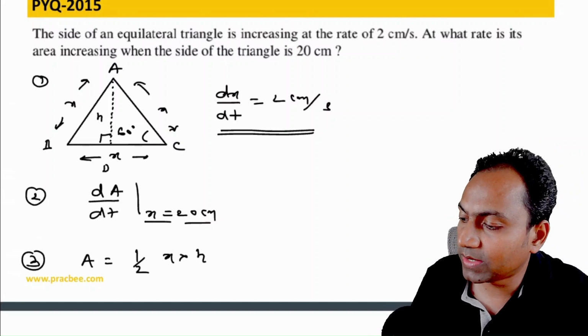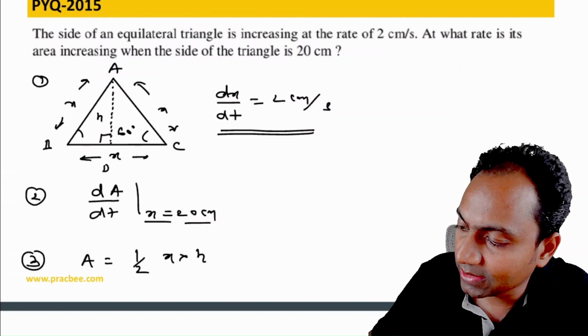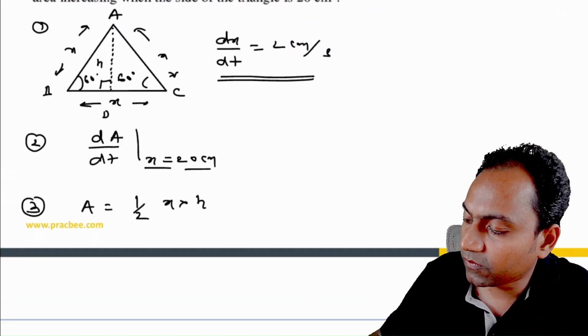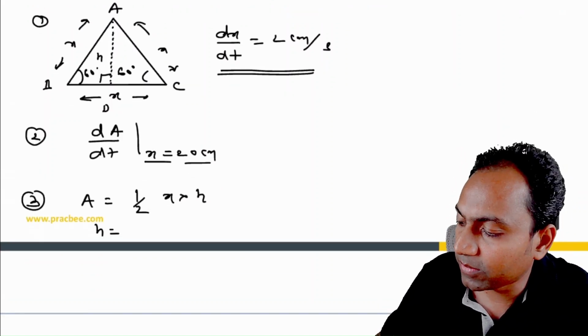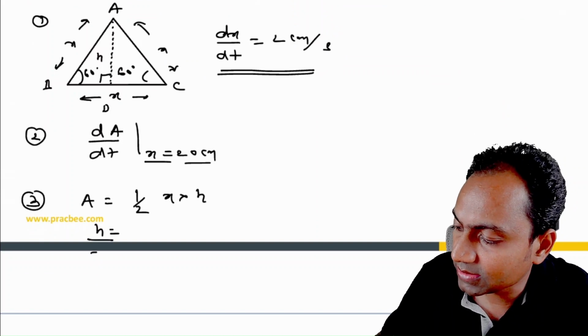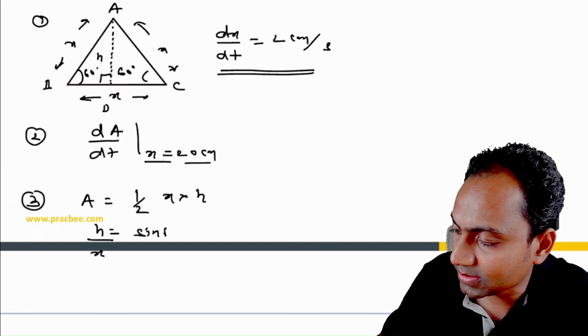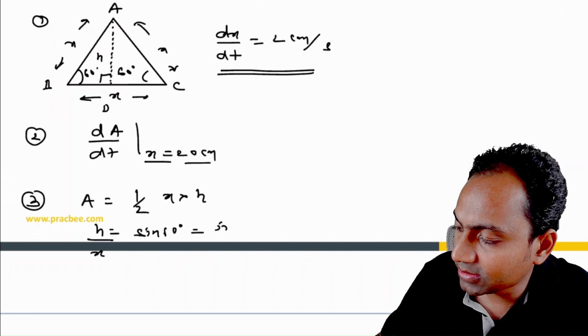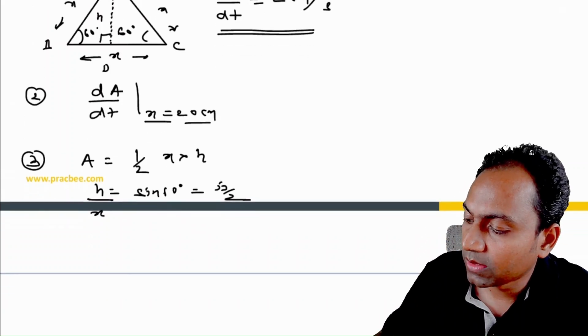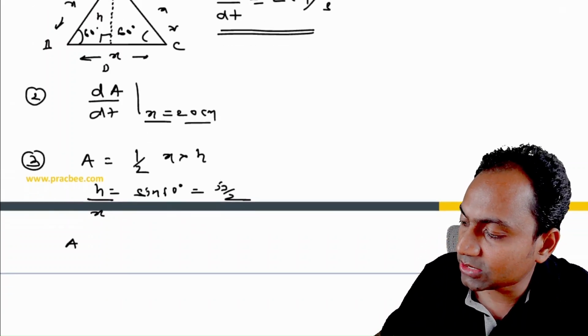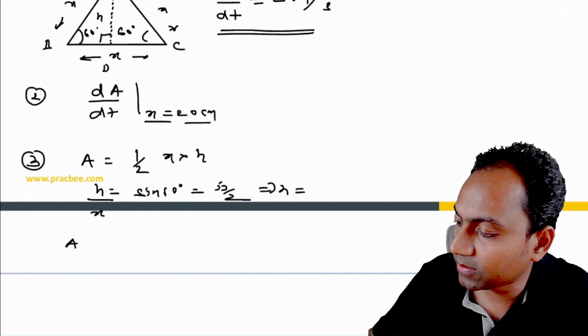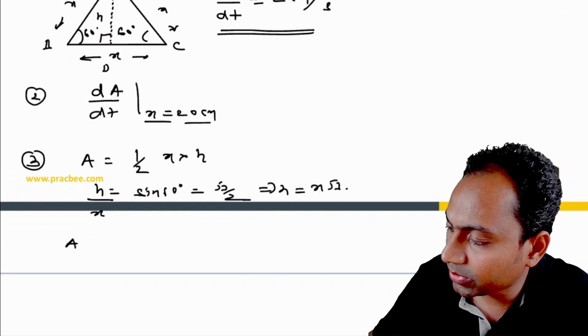What we can do is we can apply the value of sine theta. So for finding h, if you do not remember, only in that scenario, h by x is equal to sine 60 degree. Sine 60 degree is nothing but root 3 by 2. So the value of h from here comes out to be nothing but x root 3 by 2.